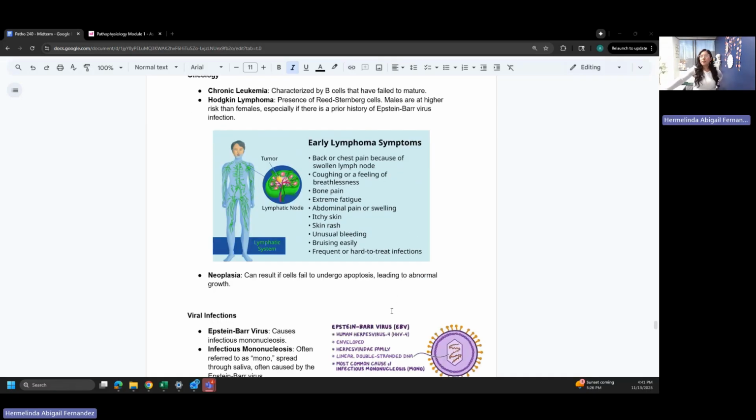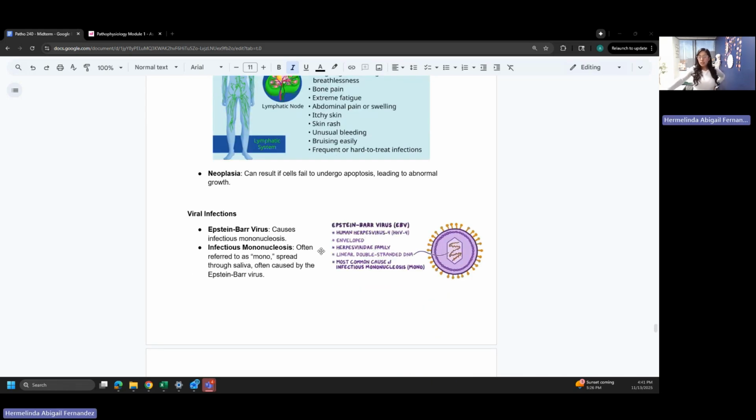Neoplasia, this can result if cells fail to go under apoptosis. So this leads into that abnormal growth. Viral infection, so Epstein-Barr virus. This causes an infection like mono, so mononucleosis. Infections like mononucleosis are often referred to as mono. They spread through saliva and they're caused by the Epstein-Barr virus.